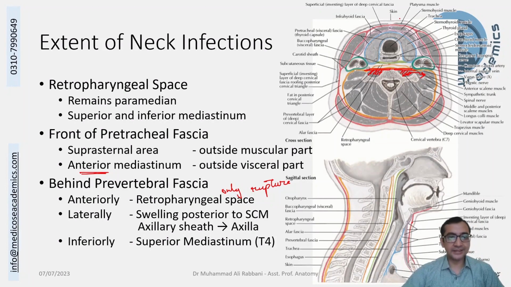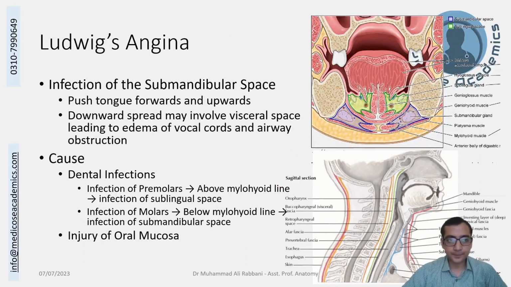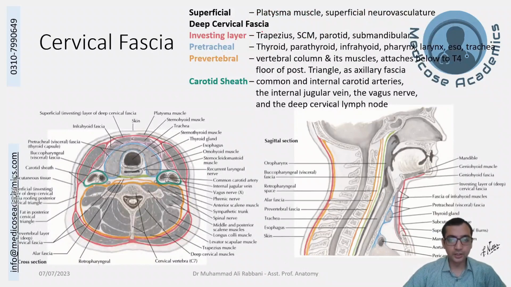So this is the fascia. These are the infections of the neck. I'm skipping it right now. Inshallah, when we discuss the submandibular space, we will discuss this also. So this is a brief summary of the cervical fascia.